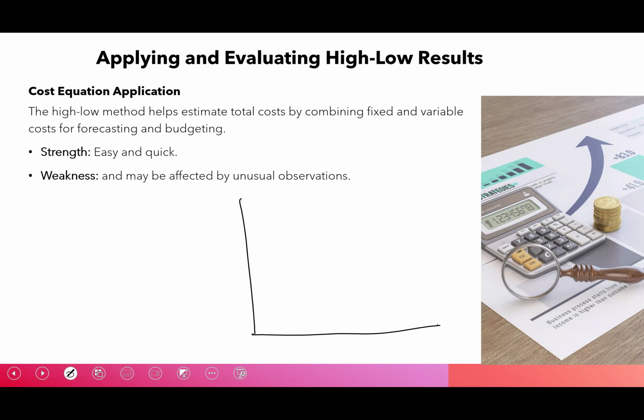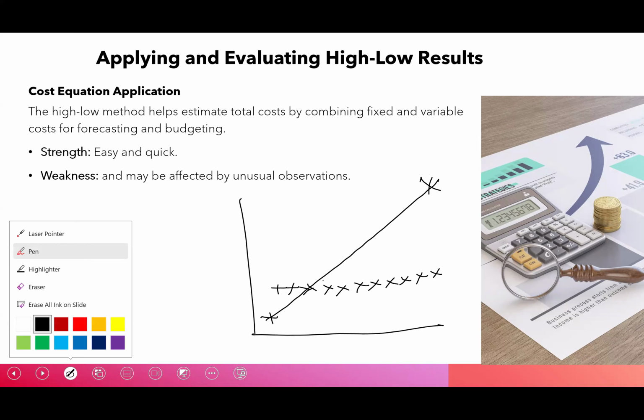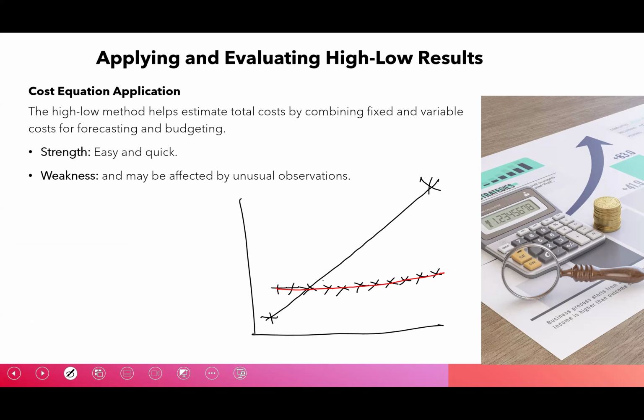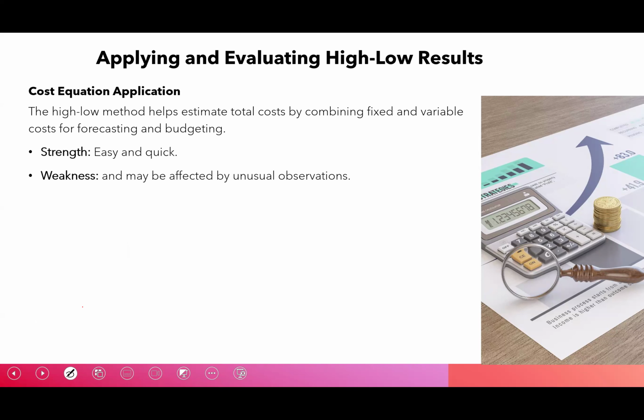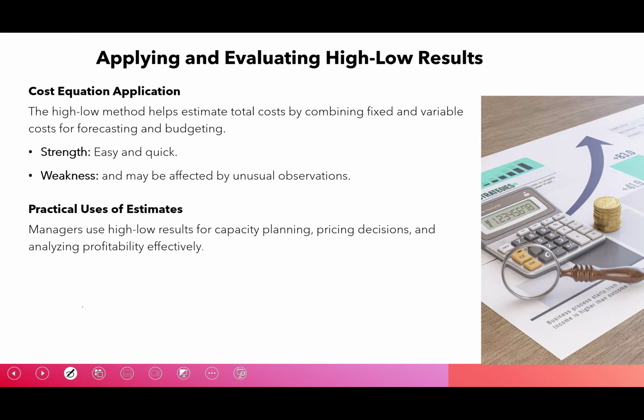Look at an example of this weakness. Suppose I have this as my low and this as my high, and suppose the rest of my data is all here. My high-low method is going to give me a line like this, whereas the data that I have is actually dictating that I should make a line like this one. So these two could very well be outliers, or unusual observations as we are calling them. All the information being thrown away and only 2 points used to make the entire prediction is the main weakness of this method.